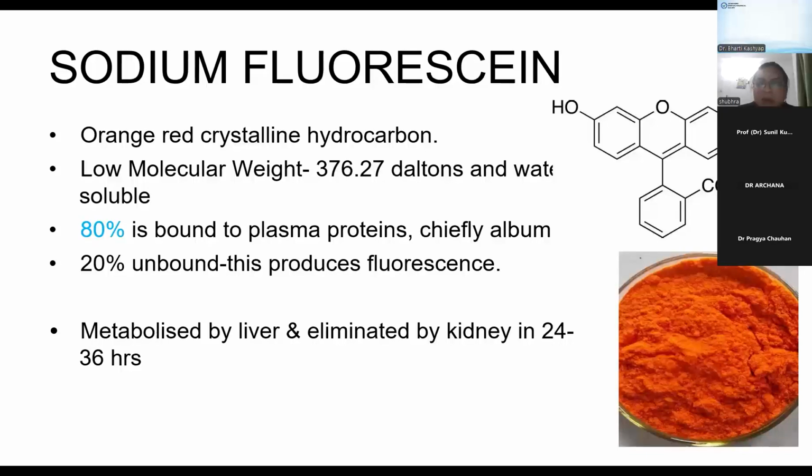80% of it is bound to plasma proteins and 20% is unbound. And this 20% unbound part is what causes fluorescence and what helps us in the FFA. It is metabolized by liver and eliminated by kidney. So we need to check the kidney function test before going for an FFA.